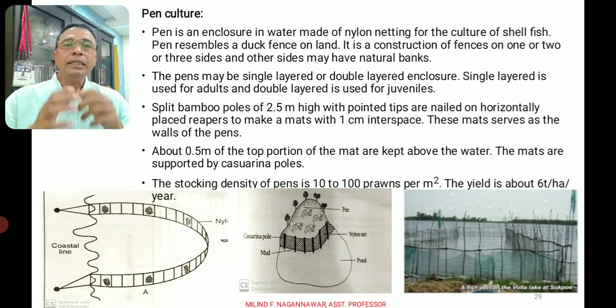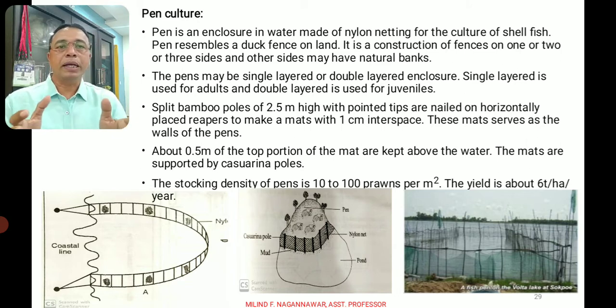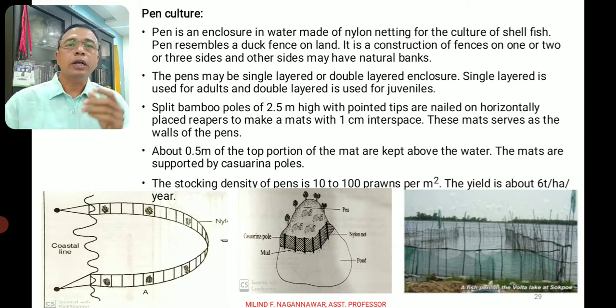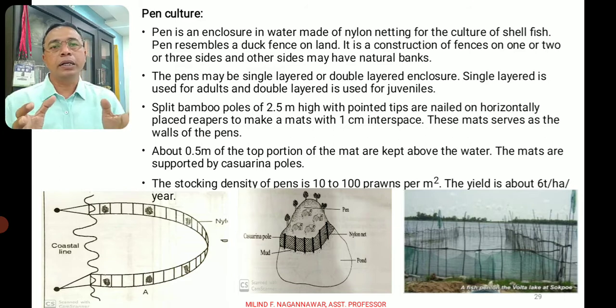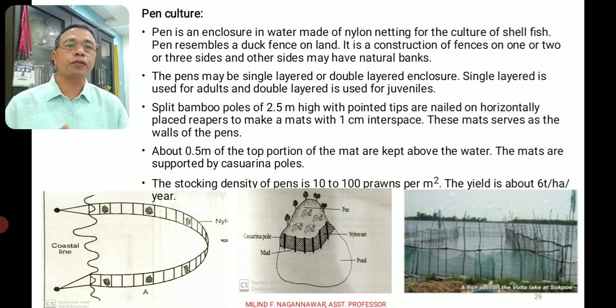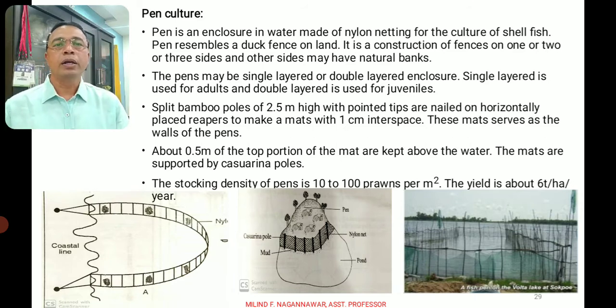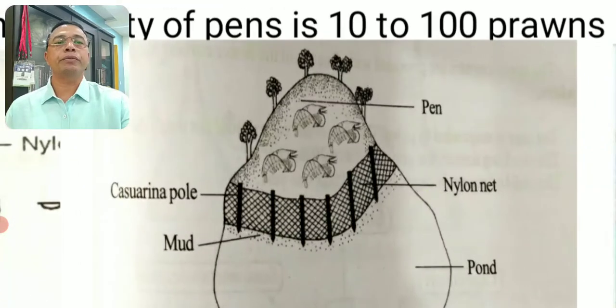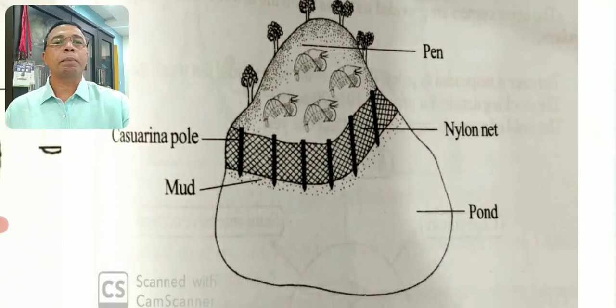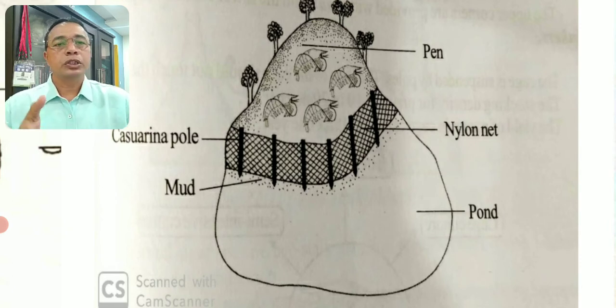The pen may be single layered or double layered. Usually single layered is used for adult shrimps, whereas double layered is used for larvae. Now how is it made? There are split bamboos which are pointed at one end. They are put into the soil or the mud.